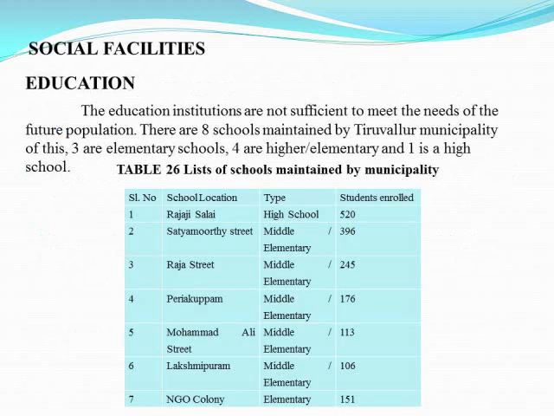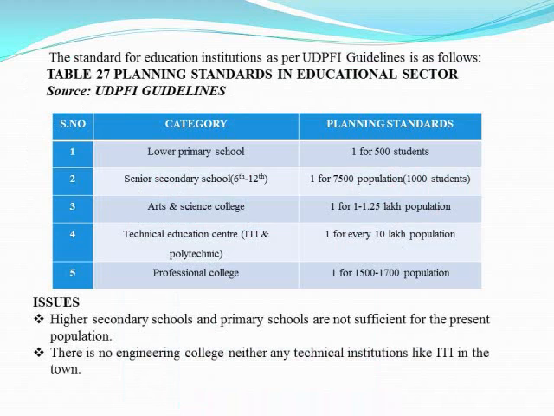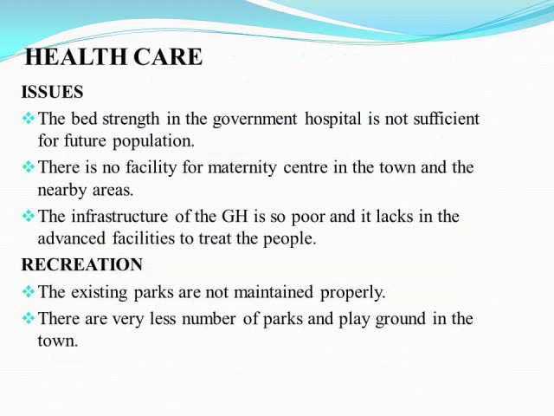Social facilities. The table shows the list of the schools maintained by the municipality, and this table shows the standard of education institutions as per UDPFI guideline. The issues of the educational sector are that higher secondary schools and primary schools are not sufficient for the present population in the town, and there is no engineering college, nor any technical institutions like ITI in the town. Healthcare issues. The bed strength in the government hospital is not sufficient for the future population, and there is no facility for a maternity center in the town.